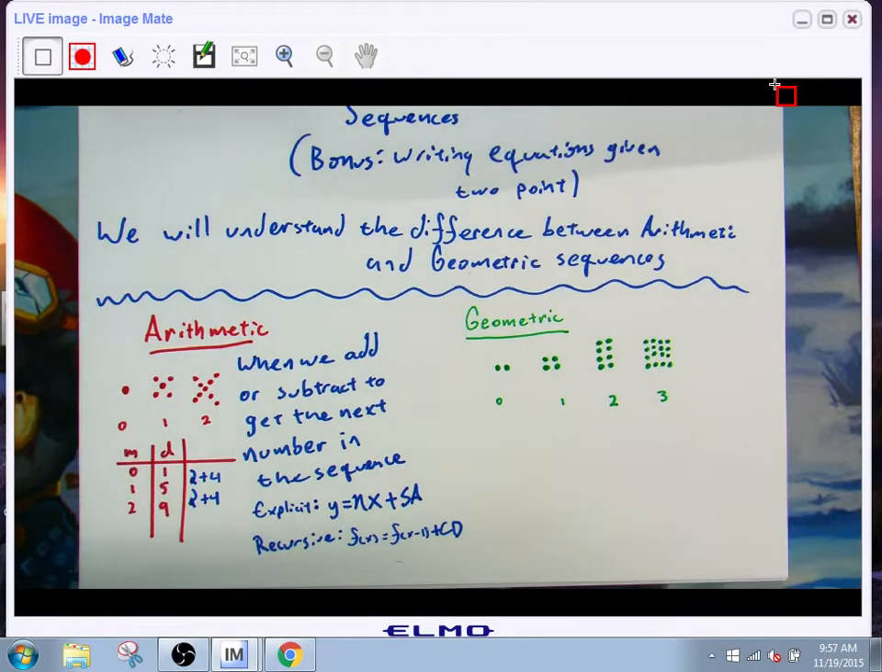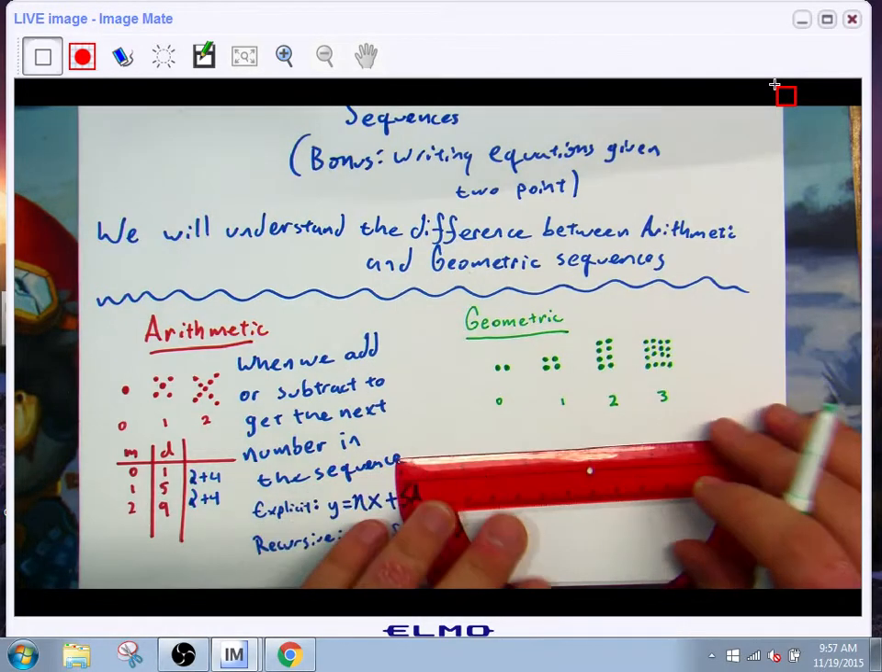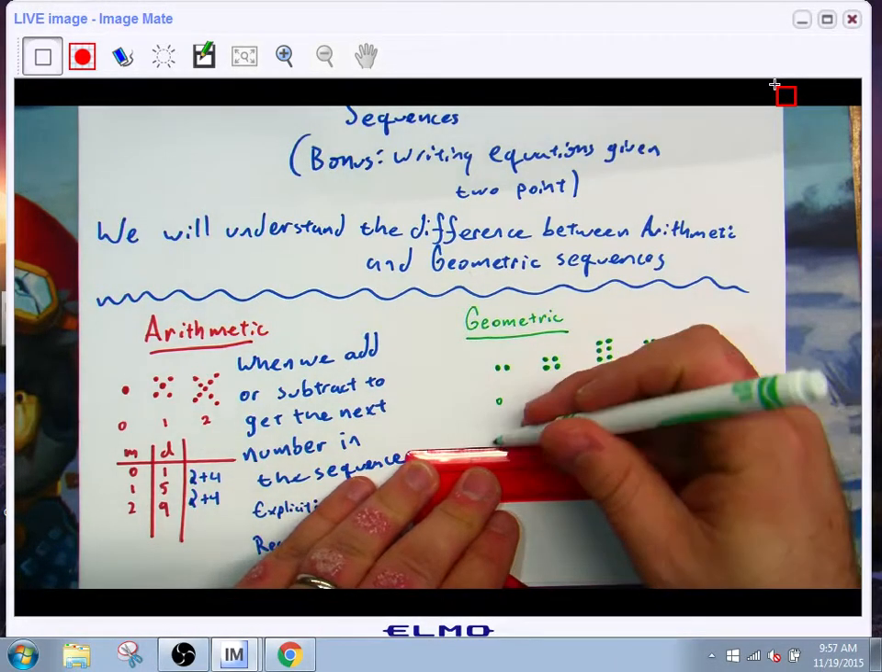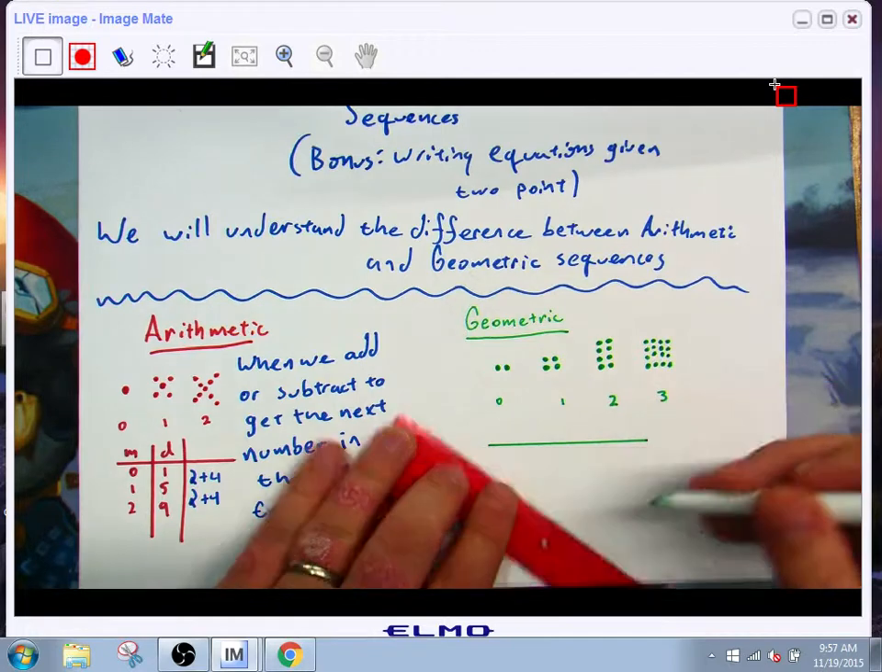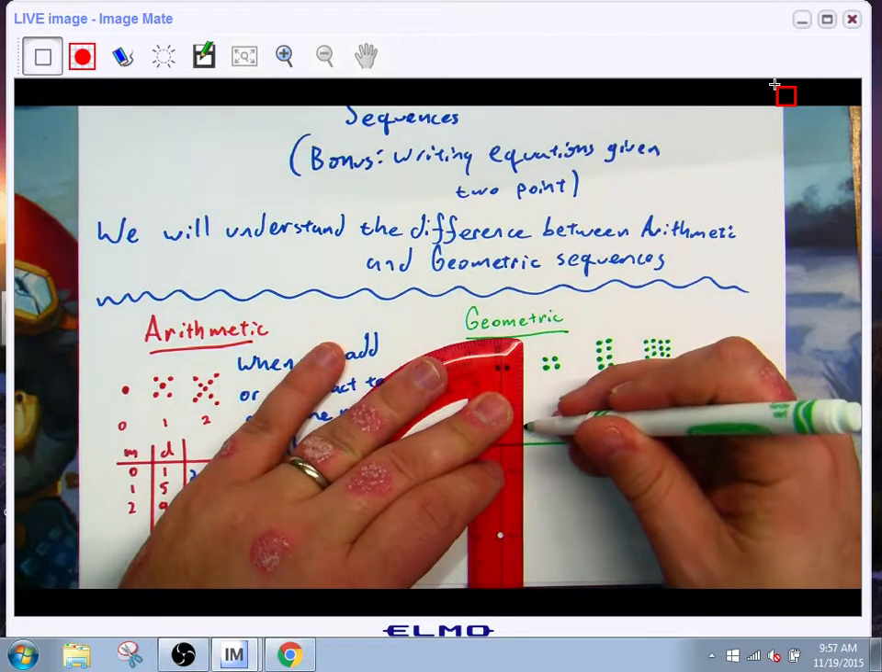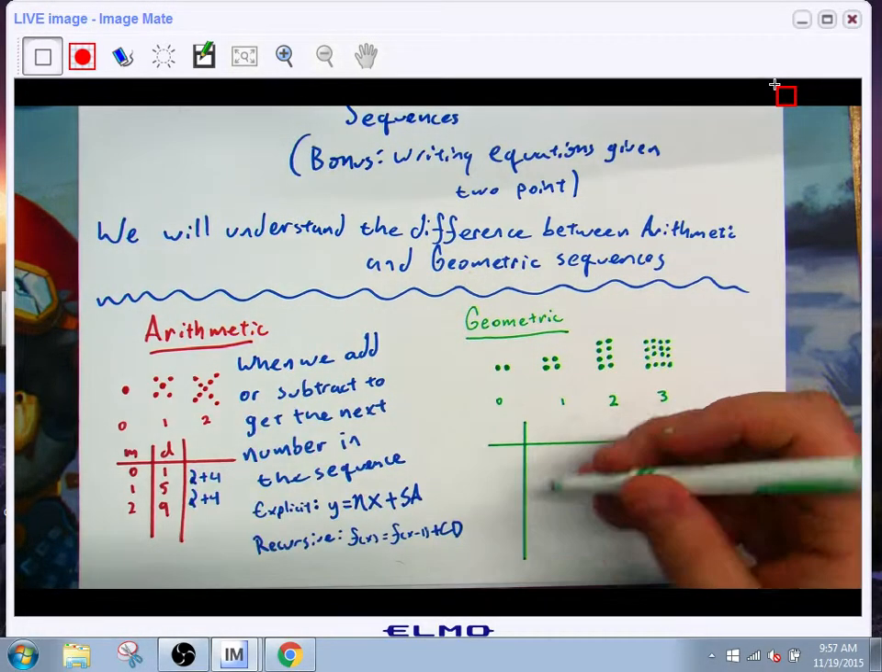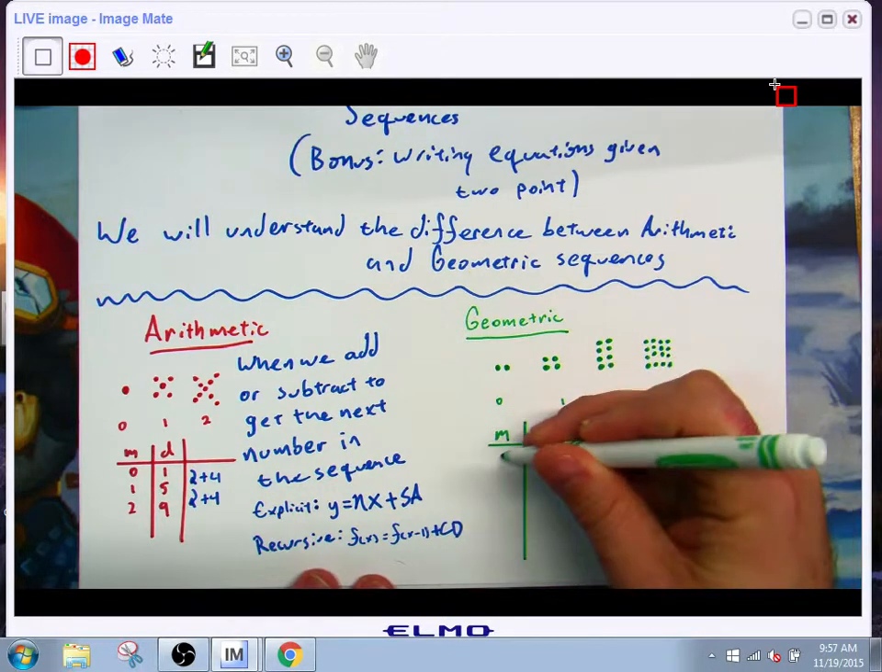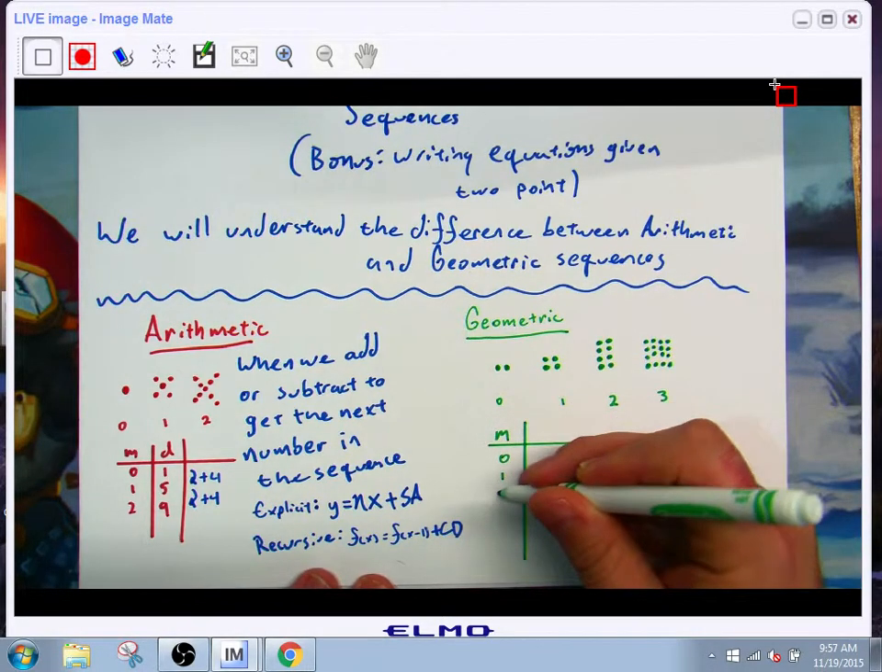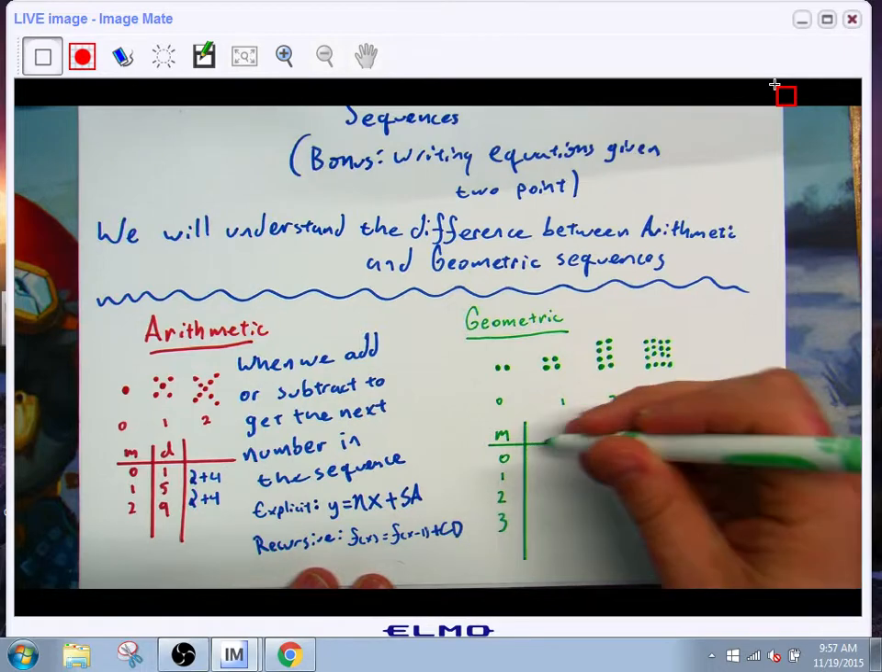Right? But let's look at what's going on with this sequence, because this sequence is significantly different than the arithmetic sequence. What's different about this sequence? It's multiplying. Thank you. Absolutely.